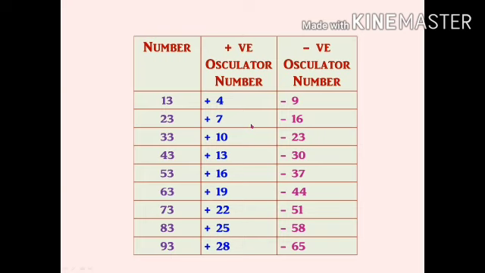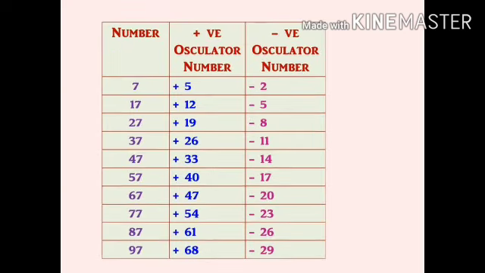Here is the list of numbers that end with 3. We have the respective positive oscillator number and negative oscillator number also. So you can use either one of the methods, whichever is convenient for you. Next, this tabular column is the list of numbers that end with 7 and their respective positive and negative oscillator numbers.